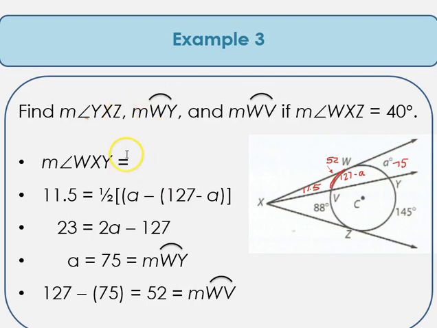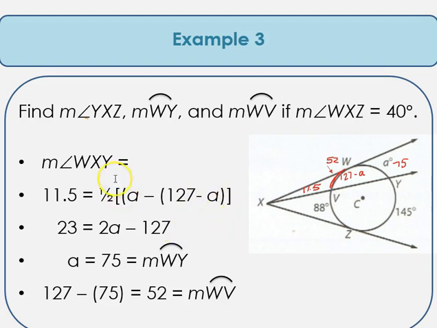Now, if we go ahead and move on, we knew that the measure of angle WXY equaled 11.5, and it is 1/2 of the difference of the two intercepted arcs. So this 11.5 measurement comes from arc A, subtracting this arc, which was 127 minus A. So A minus 127 minus A.